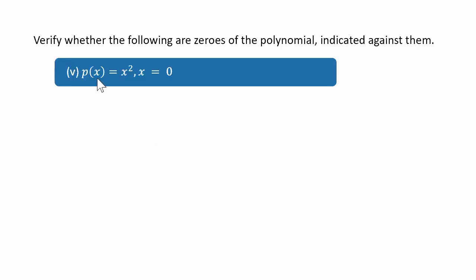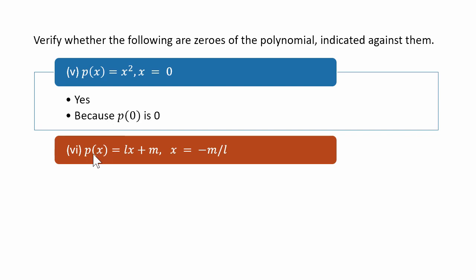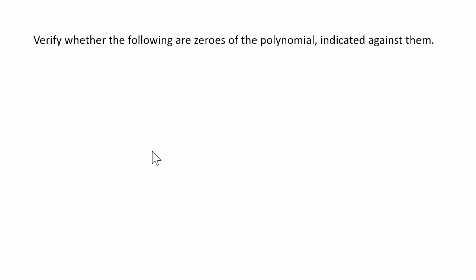Fifth one. P of x is x squared and the x value is 0. Obviously, this is a zero because x squared at x equals 0 is 0 squared, and that is 0. So the answer is yes. Sixth one, p of x, we have constants now, lx plus m, and the value of x is minus m divided by l. If you substitute in this equation, you can see that l times minus m by l will become minus m, and minus m plus m is 0. Hence the answer is true.